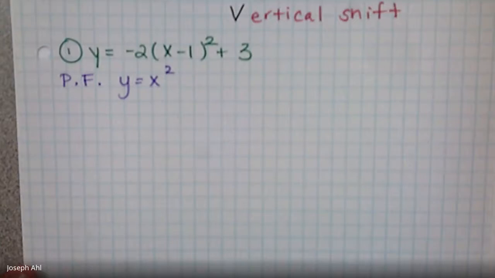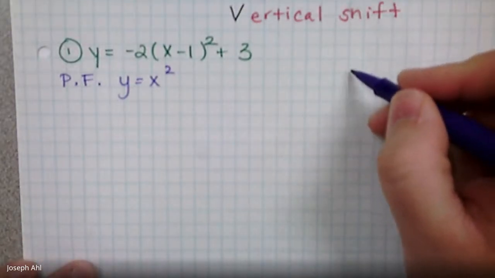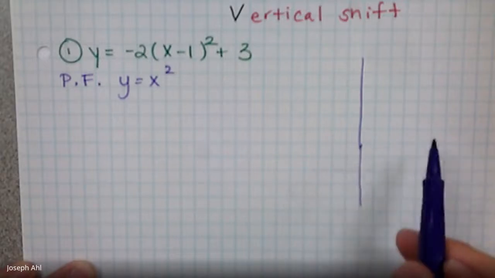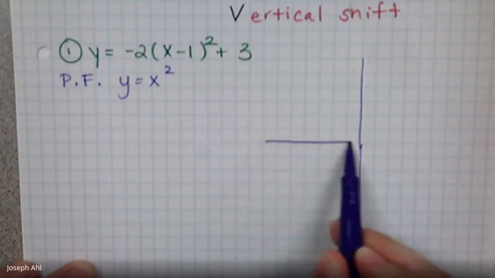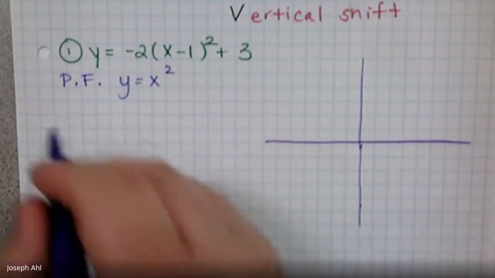Because we know a lot about y equals x squared. We know it's a parabola. We know the vertex is at the origin. And we know all those good things. So in fact, maybe off to the side here, I'll create a quick set of axes. And just say, you know what, for the parent function, let's make a quick table of values, and then we'll see what that graph looks like.